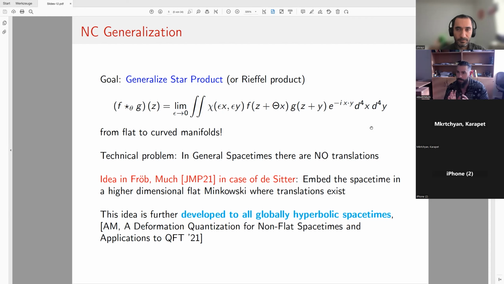However, with these geodesic maps I cannot really calculate, and here I really want to work things out. So this is a little bit of a problem. One idea was to embed the spacetime in higher dimensional flat Minkowski, where translations exist. And then we could do something in the de Sitter.